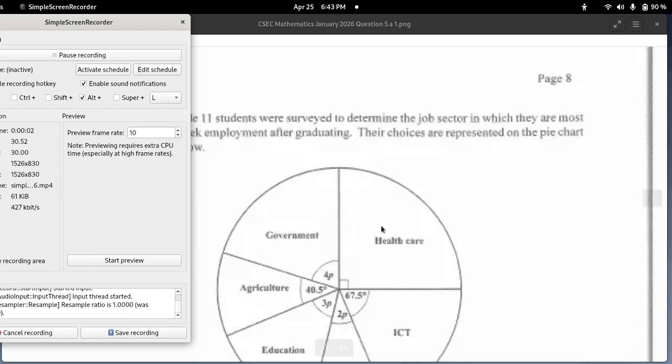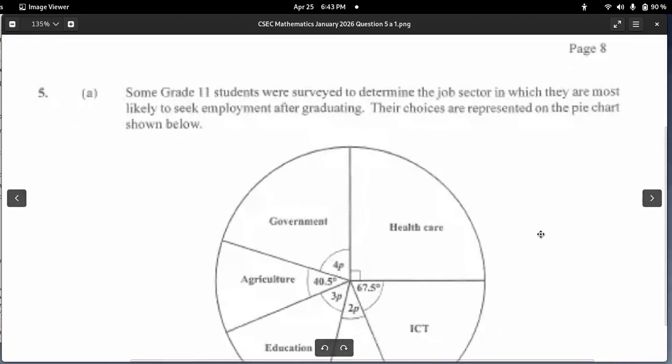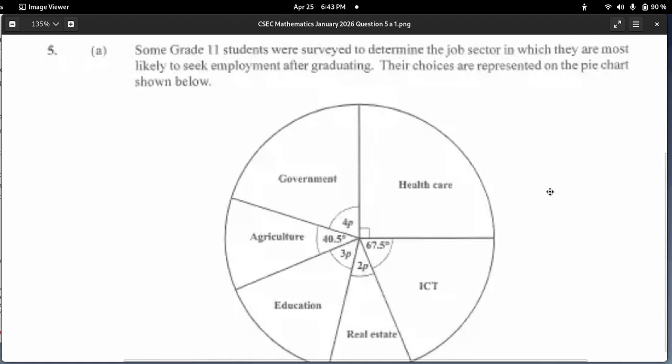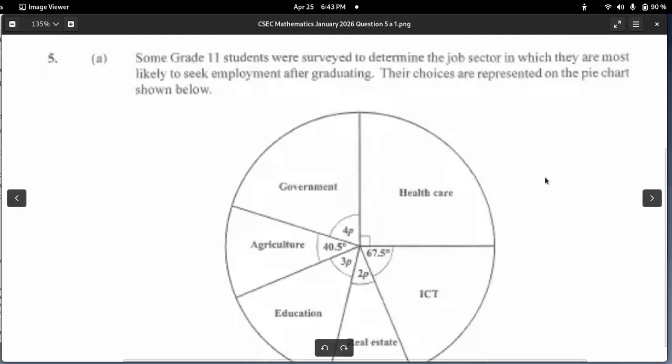We are at question 5 of the CSEC Mathematics January 2026 paper. Now remember, I want you to try the questions before you watch me or anybody else work out the solutions, alright?